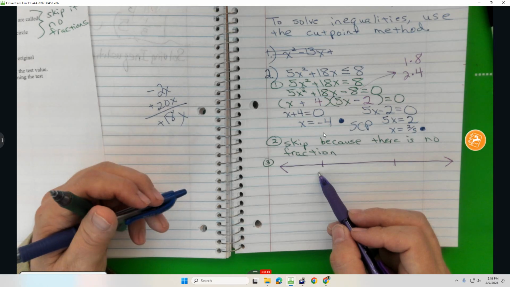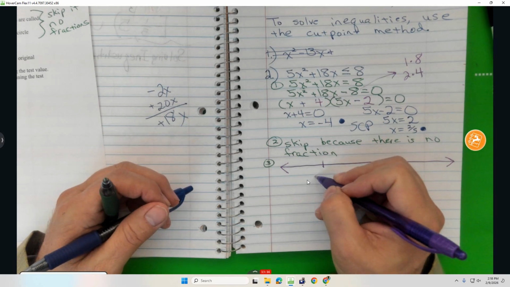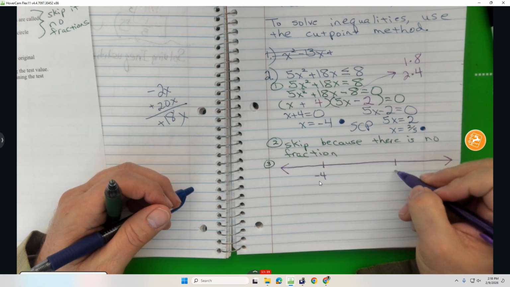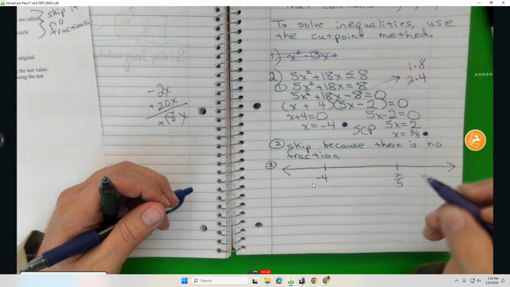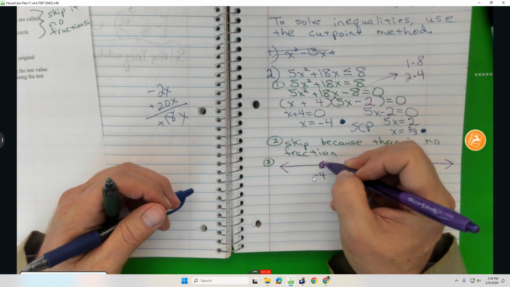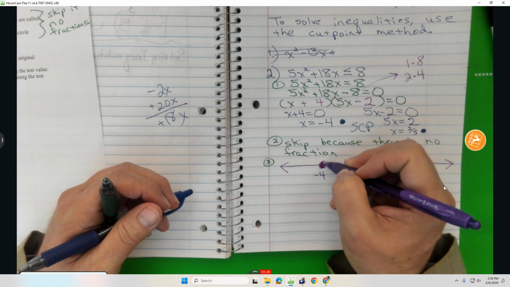What's going to go first? -4, a negative number is always smaller than a positive number, and we shade them. The cut points are shaded circles.